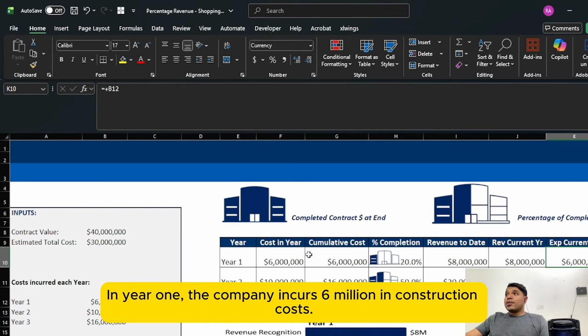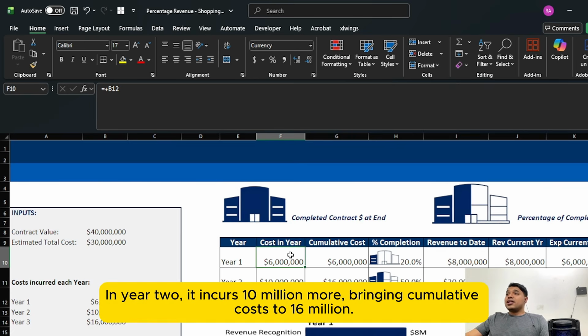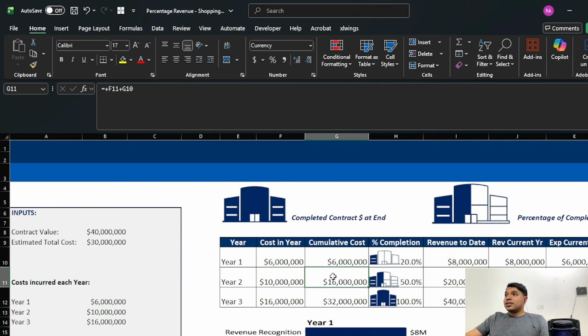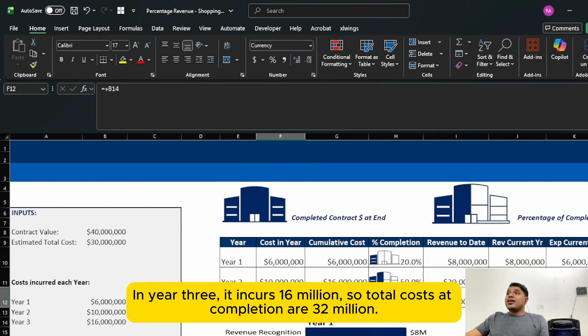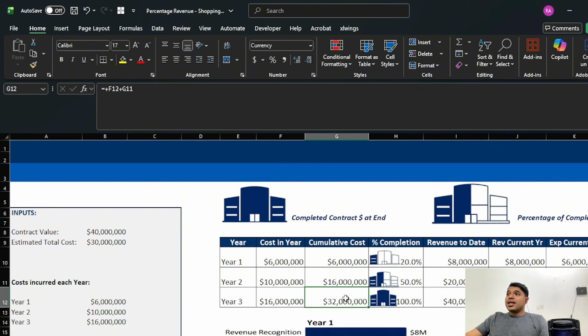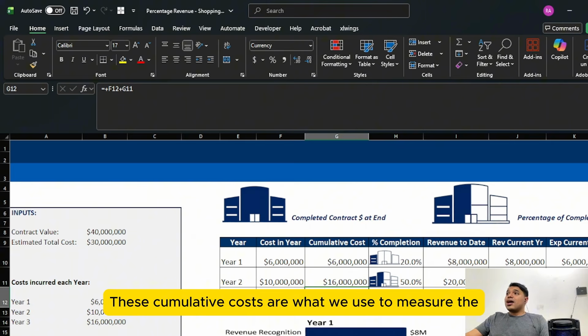In year 1, the company incurs $6 million in construction costs. In year 2, it incurs $10 million more, bringing cumulative cost to $16 million. In year 3, it incurs $16 million, so total costs at completion are $32 million. These cumulative costs are what we use to measure the progress.